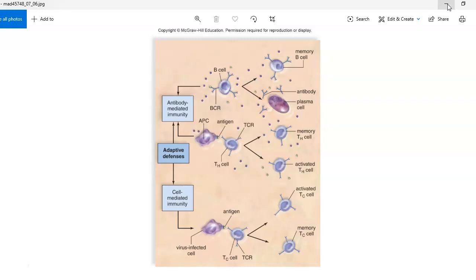AIDS is particularly nasty because it attacks and kills helper T cells and macrophages. So here now we have a virus that attacks the immune system itself, and that makes it particularly difficult when we have a pathogen that attacks our body's own defenses. When you have fewer T cells and fewer macrophages, that also means the percentage of suppressor T cells increases, and it has the function of suppressing the immune system.